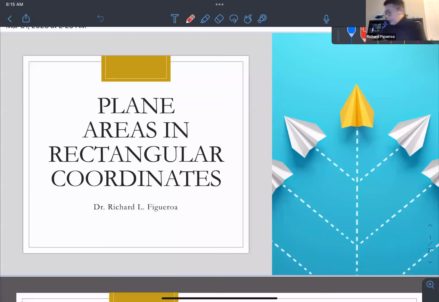Hey, hello. So we're now on plane areas in rectangular coordinates. This is the first application of integration in finding the areas bounded by curves.